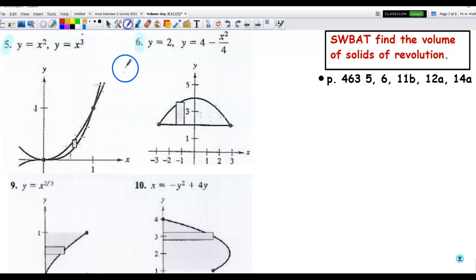So in problem number 5, the directions tell us we're going to revolve around the x-axis. We're looking at the curve y equal to x squared, which is a parabola, and y equal to x cubed, which of course is a cubic function. So that gives us this region right here that we're going to revolve about the x-axis.